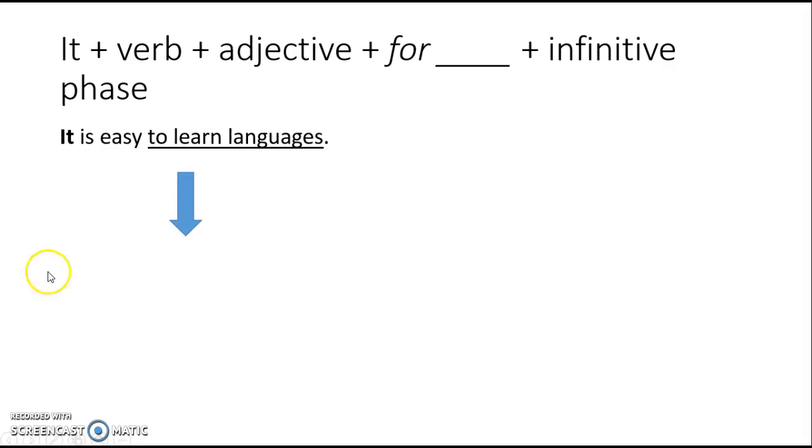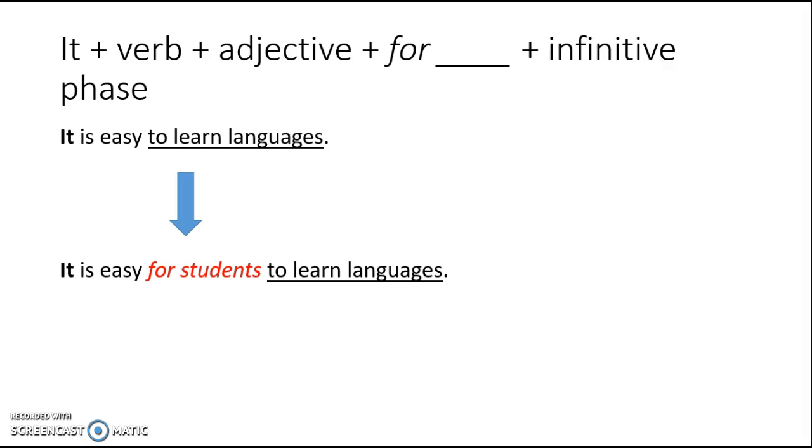So we can rewrite this sentence. Let's say we want to know who it's easy to learn languages for. So we have this sentence: it is easy for students to learn languages. So notice that we have the it is easy, the adjective. After the adjective, we have for students to learn languages. So again, the prepositional phrase with for tells us who it's easy for.